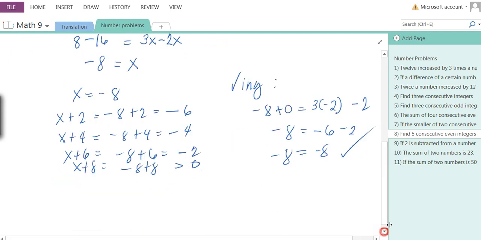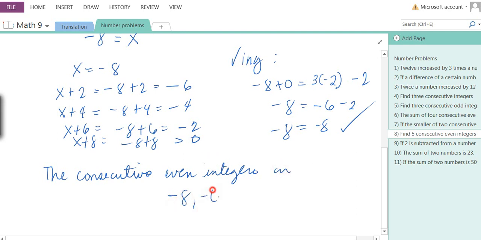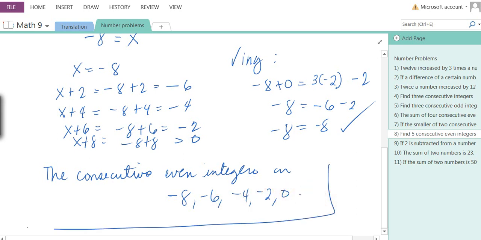Therefore, the final answer, written in sentence form: the consecutive even integers are -8, -6, -4, -2, 0. And that is now your final answer.